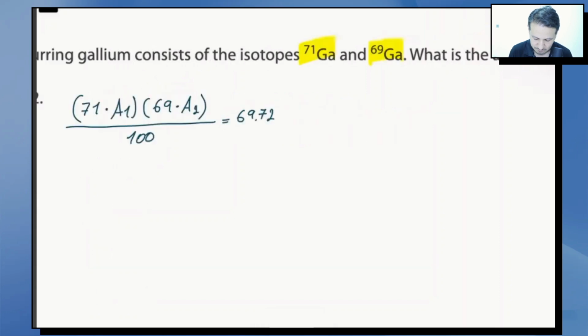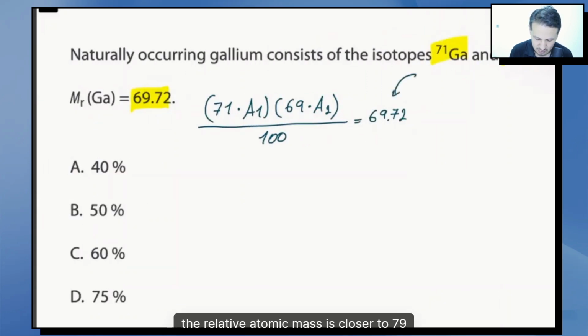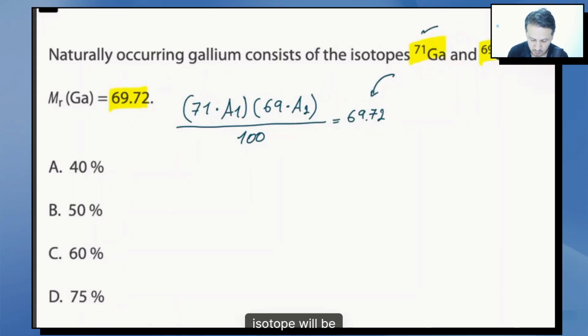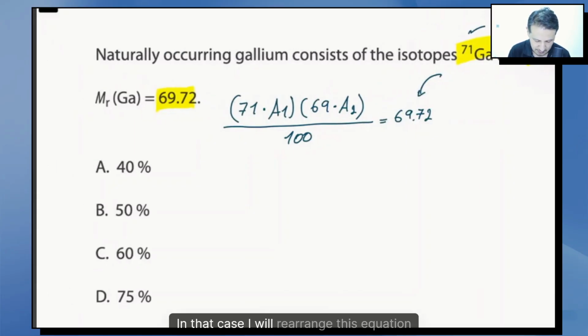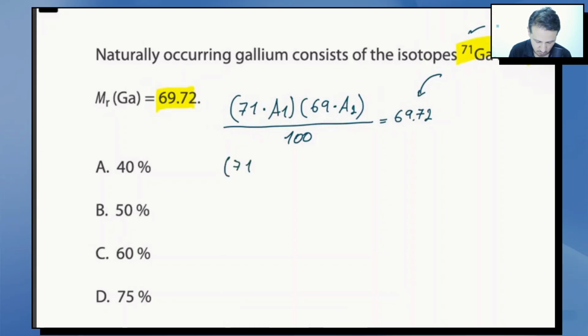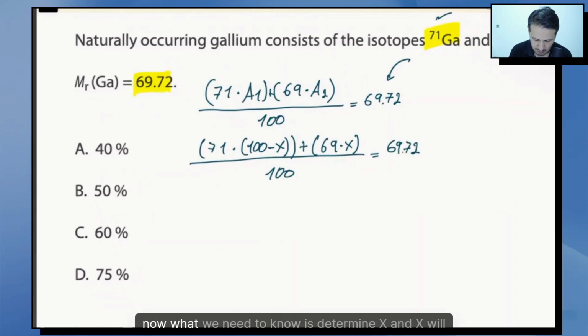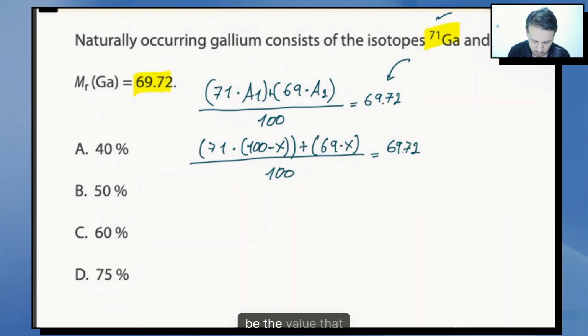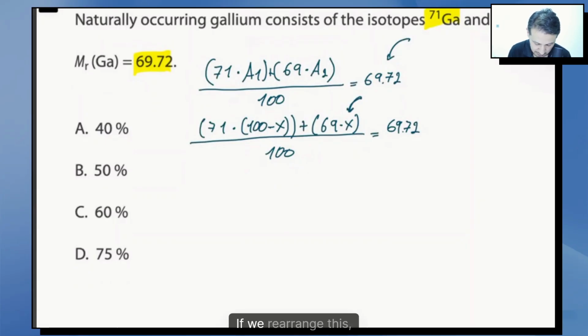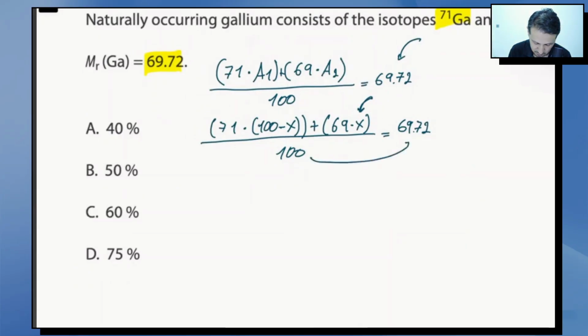Now, because the relative atomic mass is closer to 69 than 71, we will say that the higher abundance of the isotope will be gallium 69. In that case, I will rearrange this equation by doing the following. So I will have that 71 times (100 minus x) plus 69 times x, divided by 100, equals 69.72. Okay, now what we need to do is determine x, and x will be the value that will help us to solve the exercise.